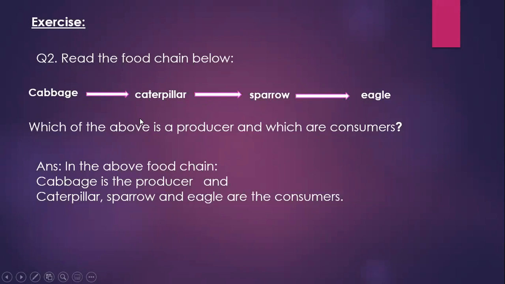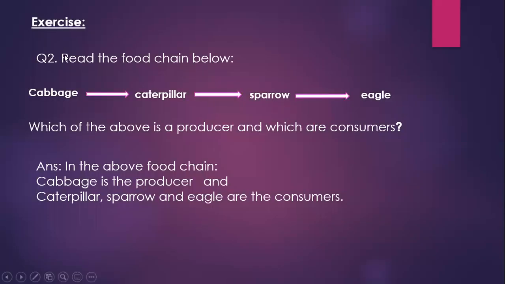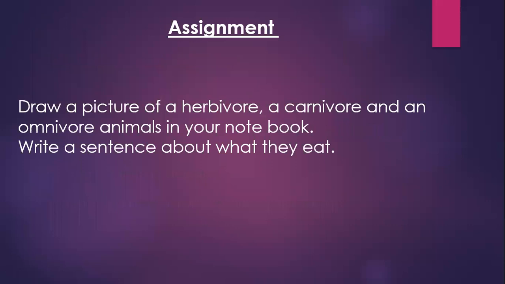Okay? This in the book. Complete the sentences in the book. These one. Select the correct food chain. This in the book. Which animal might complete this in the book? The question number 2. Question number 2 in your notebooks, and question number 3, I think it's your assignment. This question number 3, and it is for your assignment.